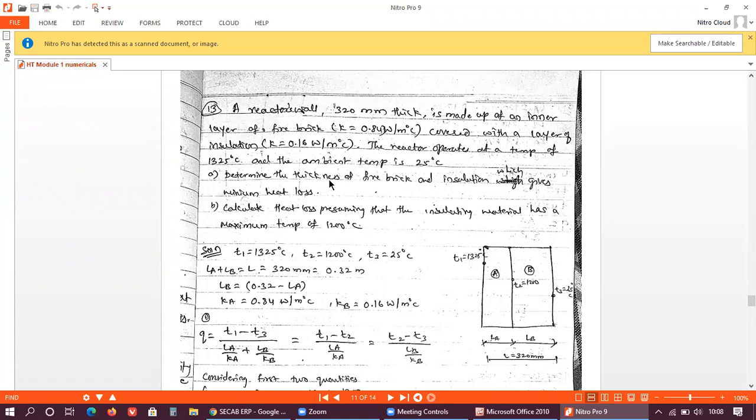So if we consider minimum heat loss, then what will be the thickness of this first brick, or the inner fire brick? That thickness we need to calculate. And one more thing is given, that is the temperature. Calculate the heat loss, presuming that the insulating material has a maximum temperature of 1200 degrees Celsius.